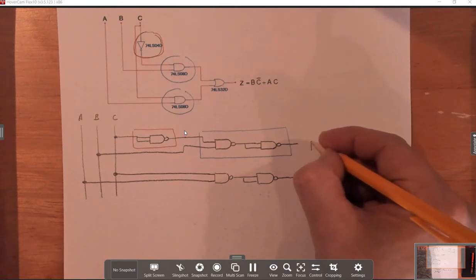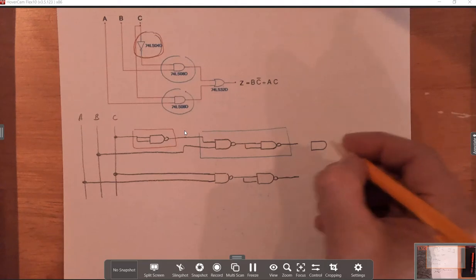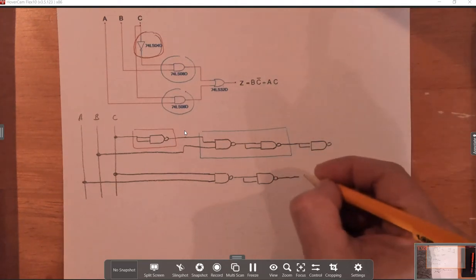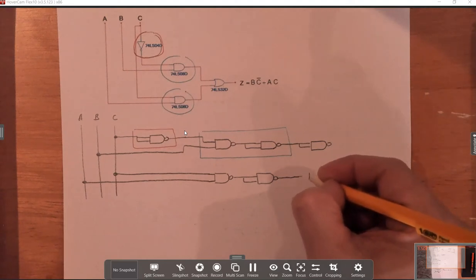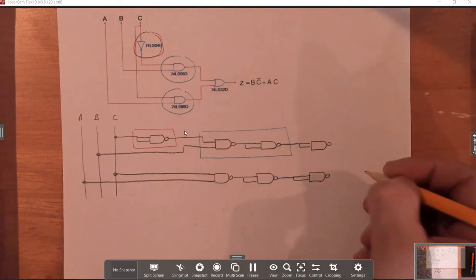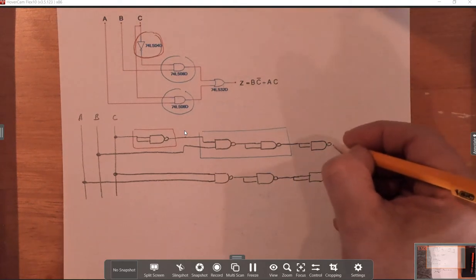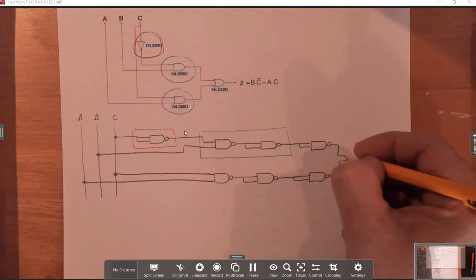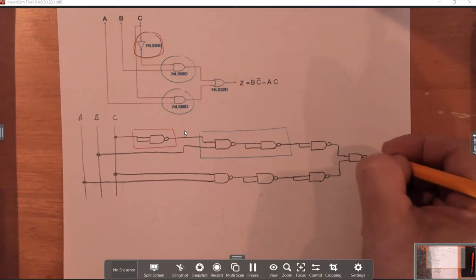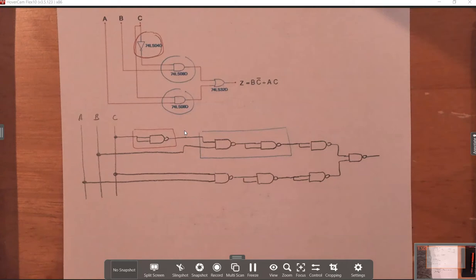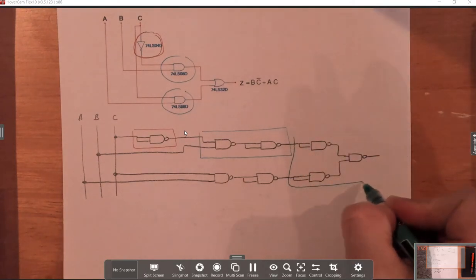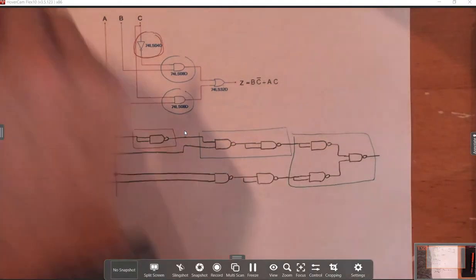Okay, the first one was the inverter one for both inputs. And then the outputs of those 2 inverters go into the third NAND for that logic. So all of this right here creates the same logic.